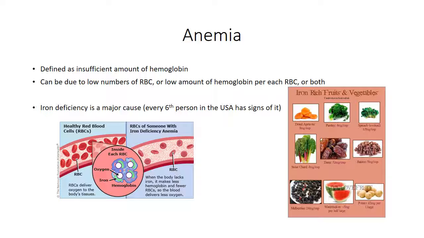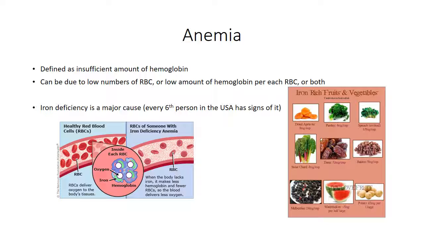Generally, anemia is defined as insufficient amount of hemoglobin. And there are two major sorts of anemia. One is because there is a low number of red blood cells. And the other is when the number of red blood cells is normal, but each red blood cell does not have enough hemoglobin. And it may be combined. It may be low numbers of red blood cells and low amount of hemoglobin in each red blood cell.